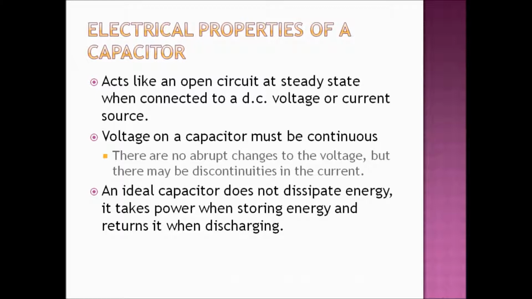Electrical properties of a capacitor: it acts like an open circuit at steady state when connected to a DC voltage or current source. Voltage on a capacitor must be continuous. There are no abrupt changes to the voltage, but there may be discontinuities in the current. An ideal capacitor does not dissipate energy. It takes power when storing energy and returns it when discharging.